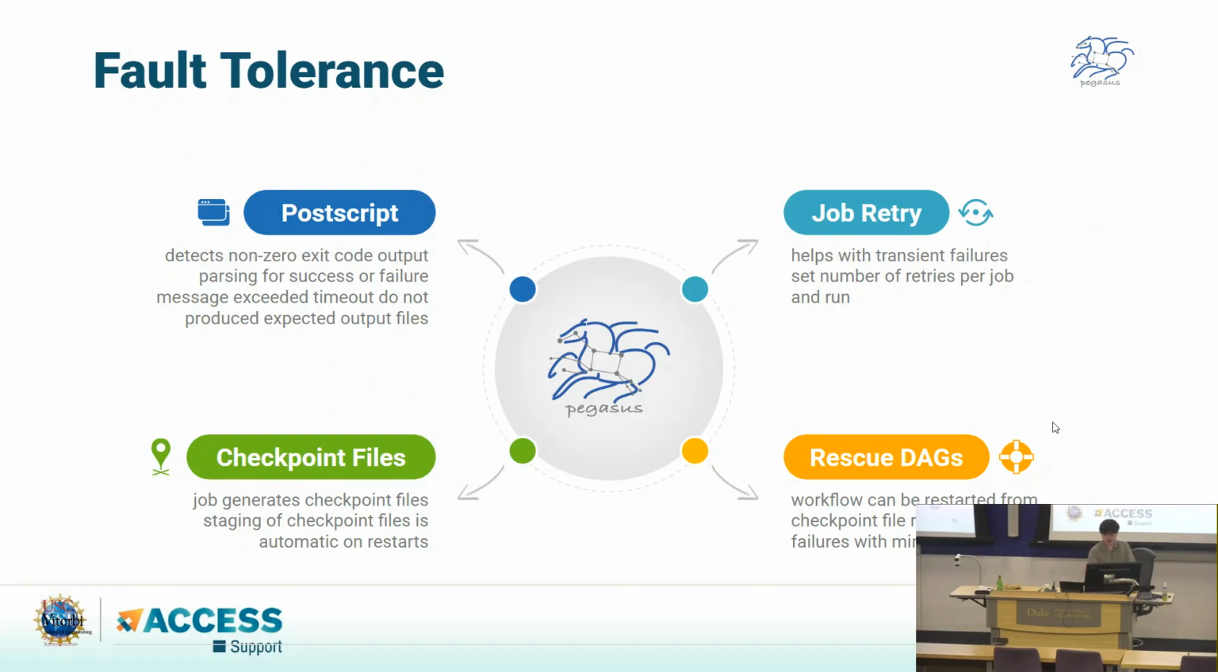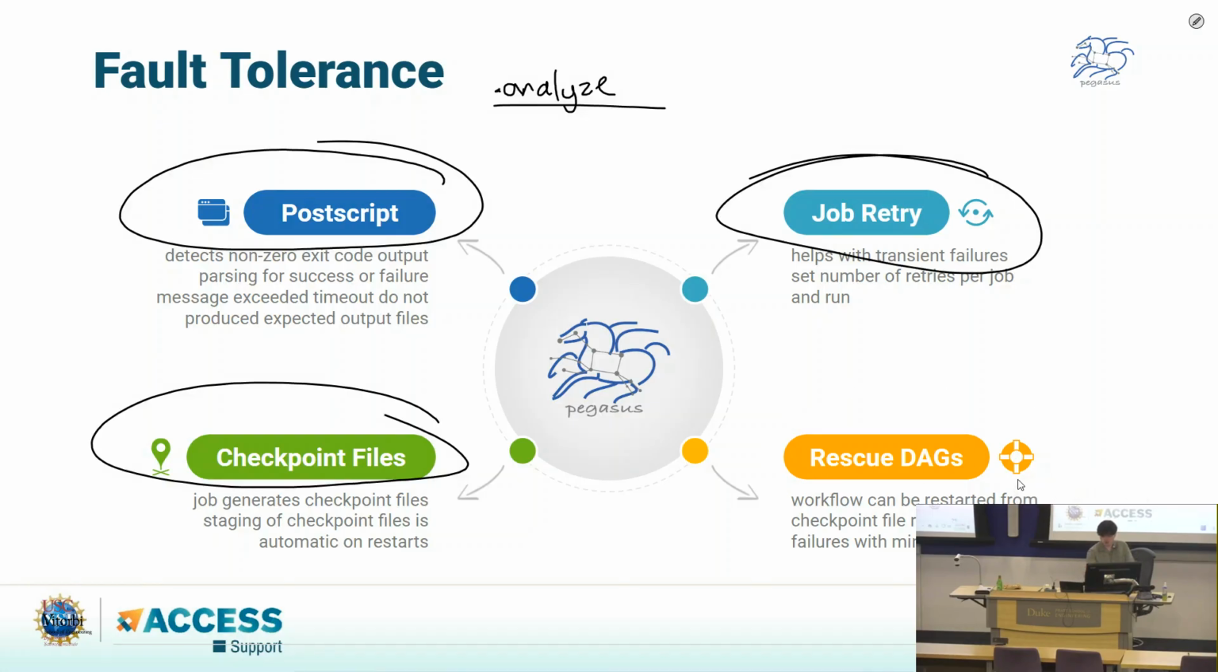We have rescue DAGs. This is really cool. So let's see what happens. Okay, we have rescue DAGs. The workflow can be restarted from the checkpoint file, recovering from failures with minimal loss. So this ties into the checkpoint files. We have a checkpoint file.